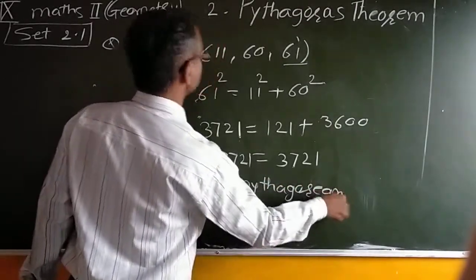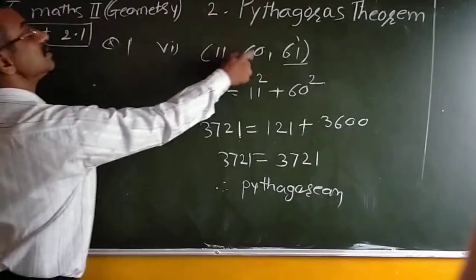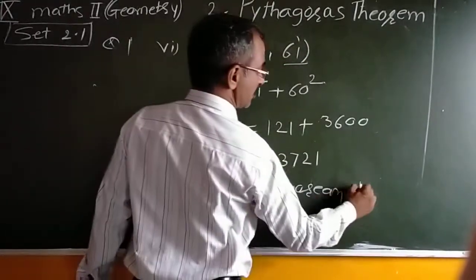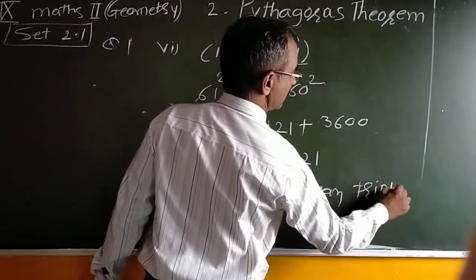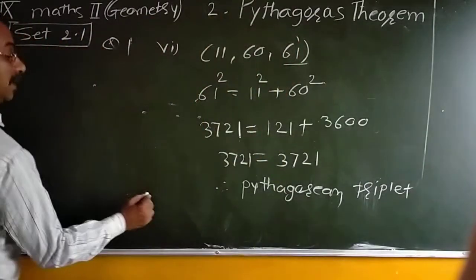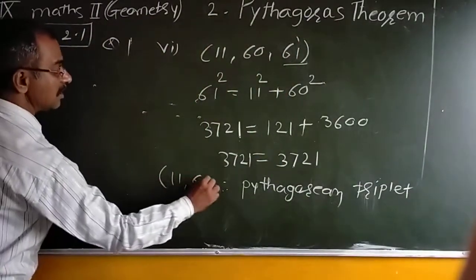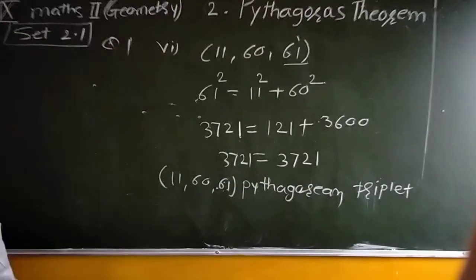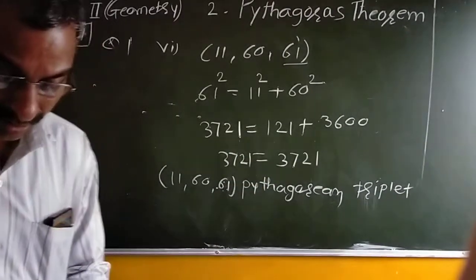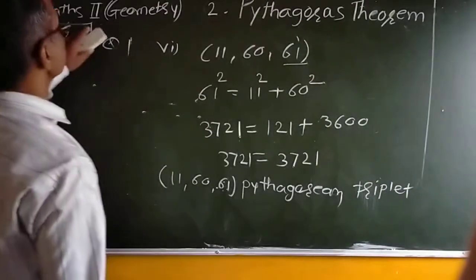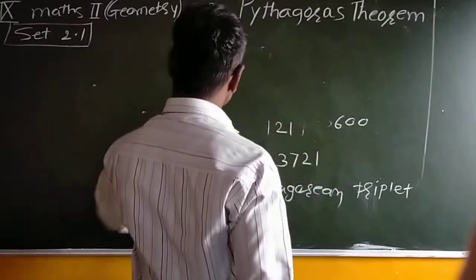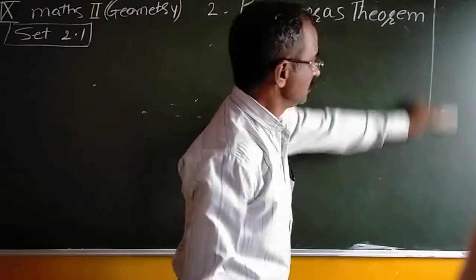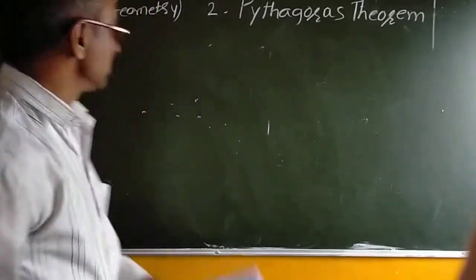So 11, 60 and 61 is a Pythagorean triplet. These positive integers are a Pythagorean triplet. So we saw all 6 sub-questions of question number 1. Then we are going to solve question number 2.